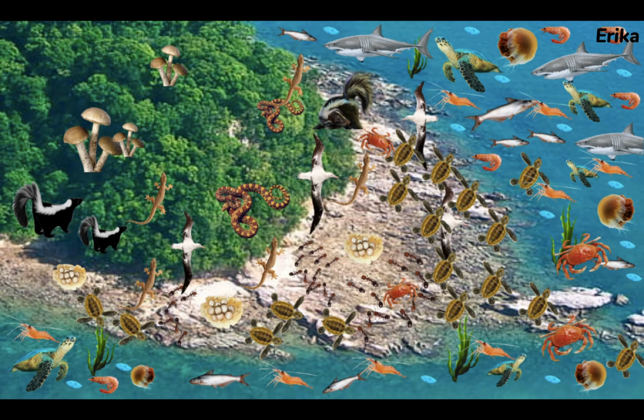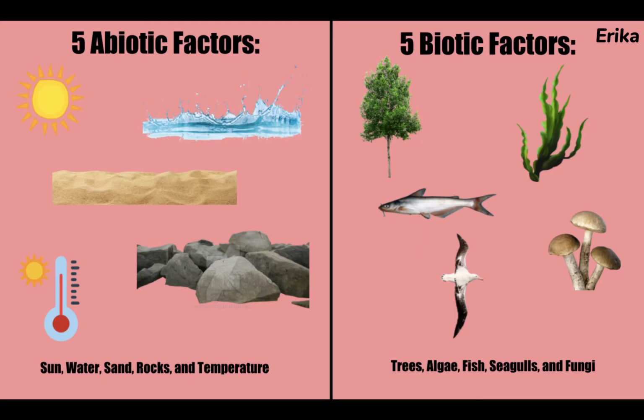First, this is a picture of our model and the endangered animal we are doing, our loggerhead sea turtles. We have both land and water ecosystems, including both biotic and abiotic factors and all trophic levels. In our model, the 5 abiotic factors are sun, water, rocks, sand, and temperature. The 5 biotic factors are trees, algae, fish, seabirds, and fungus.